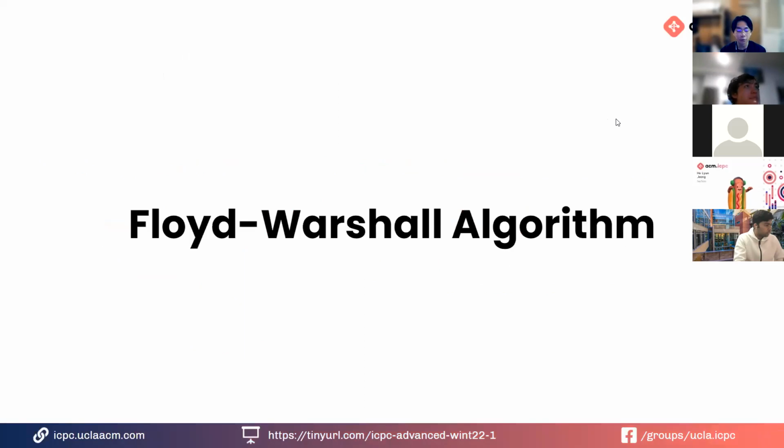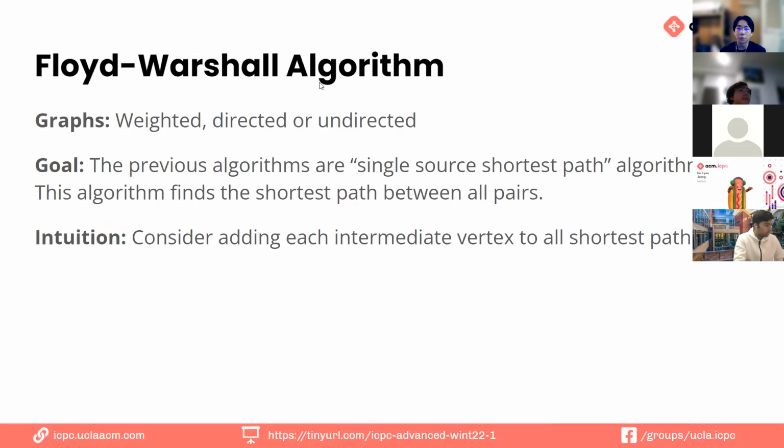Finally, our last algorithm is going to be Floyd-Warshall. So Floyd-Warshall is going to tackle that last problem. Both previous algorithms gave us the shortest distance from one source vertex. For Floyd-Warshall, we're going to find the shortest paths between all pairs of vertices in the graph. So this works on weighted, directed, or undirected graphs. This also works with negative edges, but it's a little more involved.